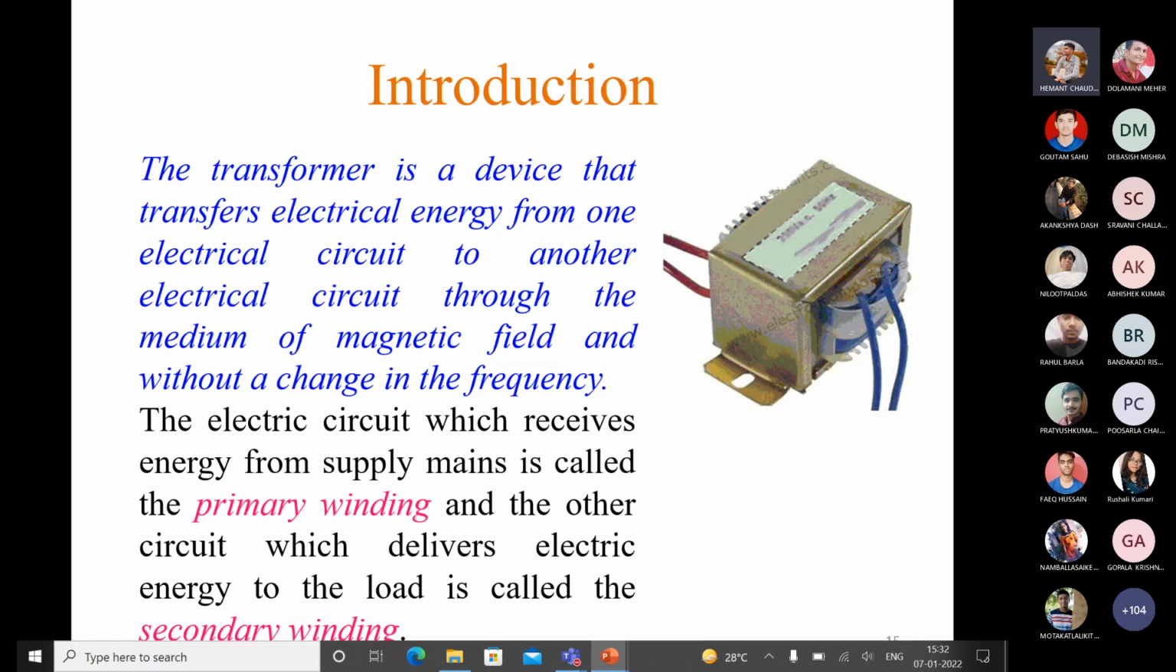So the transformer transfers electrical energy from one circuit to another circuit. The first side, where the electrical supply is connected, is called the primary winding. In a transformer there are two windings. One winding is connected to the supply system, because the transformer has to be connected with some source of energy, since it cannot produce energy by itself. So the winding to which the supply system is connected is called the primary winding, and the other winding, which is connected to the other electrical circuit, is called the secondary winding. Is it clear up to this?